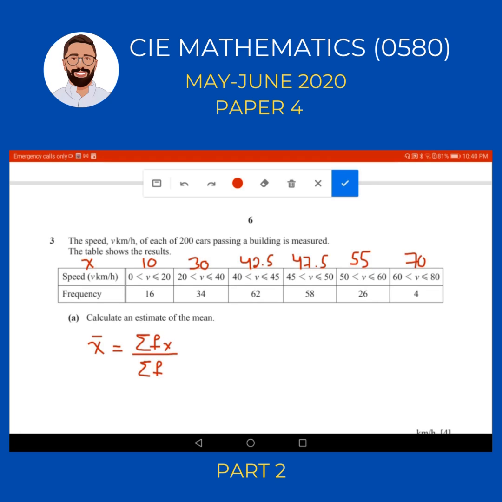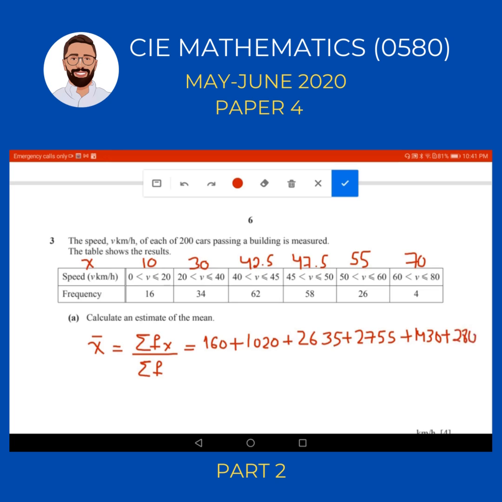Now to find summation fx, we need to multiply each midpoint by its frequency. So I need to multiply 10 times 16, 30 times 34, 42.5 times 62, 47.5 times 58, and so on. So 10 times 16 is 160, plus 30 times 34 is 1020, plus 42.5 times 62 is equal to 2635, plus 47.5 times 58 is 2755, plus 55 times 26 is 1430, plus 70 times 40 is 280.